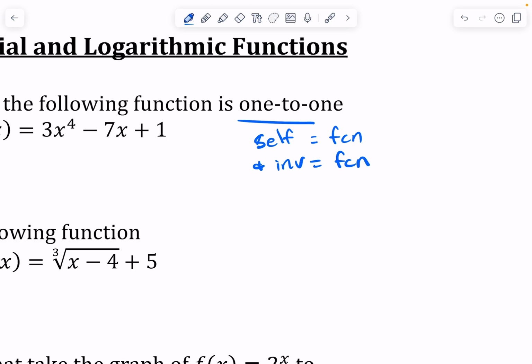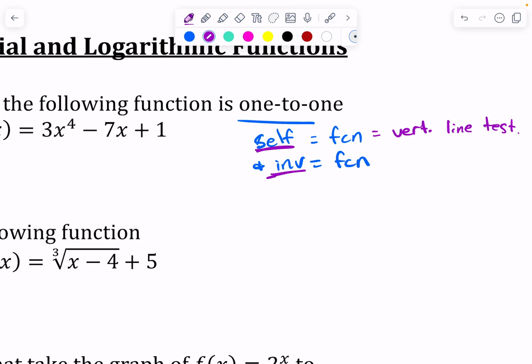Okay, now how do you know if a graph itself is a function? You do the vertical line test. And how do you know if an inverse is a function? Well, inverted things are reflected across that line, y equals x. It's like something that's here is reflected over here, and you don't have to write that down, but you know that an inverse is a function if it passes the horizontal line test.